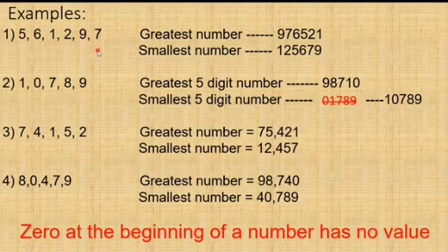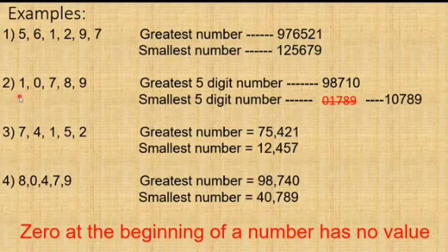Now for the smallest number, it is quite opposite. It is 1, 2, 5, 6, 7 and 9. This forms the smallest number. Now these set of numbers are very easy because it doesn't confuse you. Now we'll take up a tricky one.